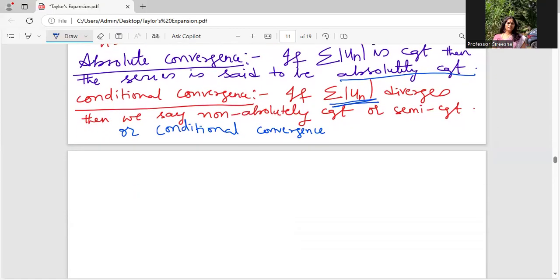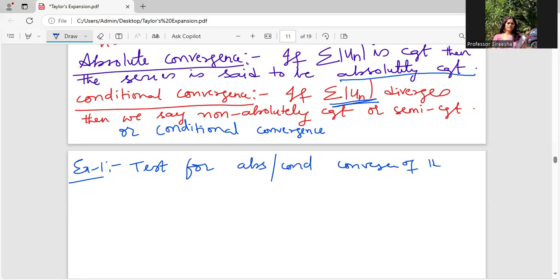Coming to an example for checking absolute convergence. How does an example look when I'm asked to find absolute convergence? Let me write it down. The question would be: test for absolute or conditional convergence of the series. The series is being given like this.